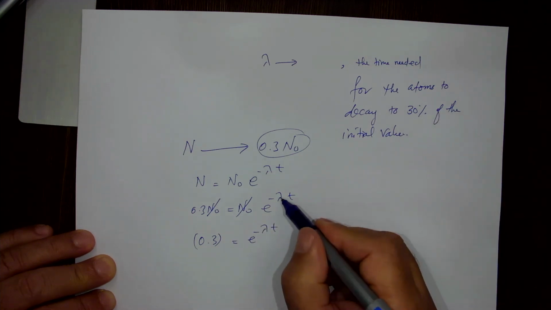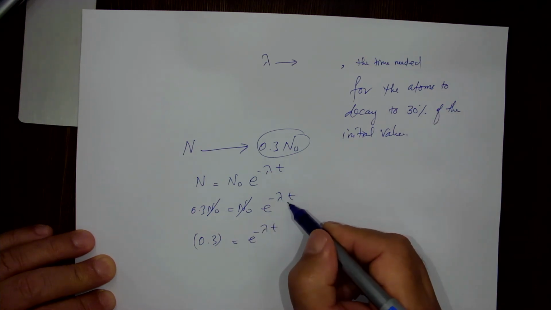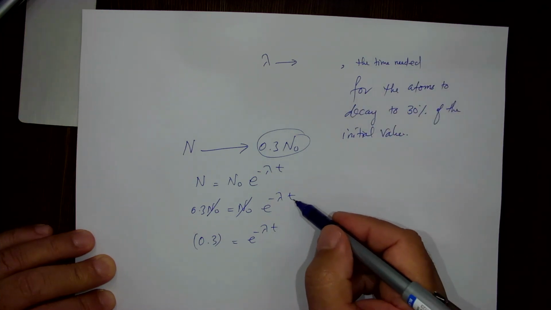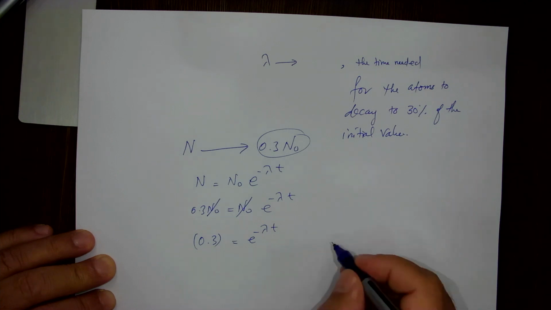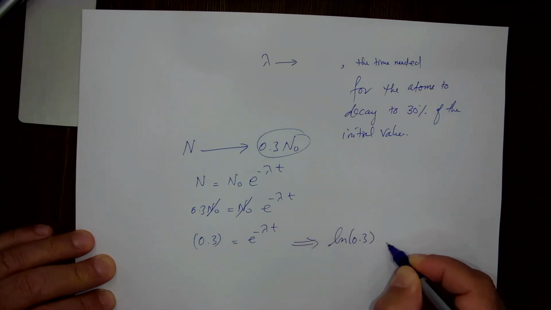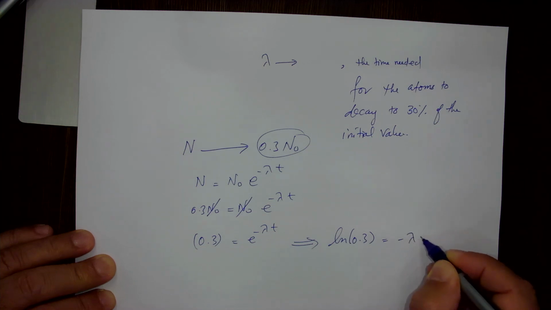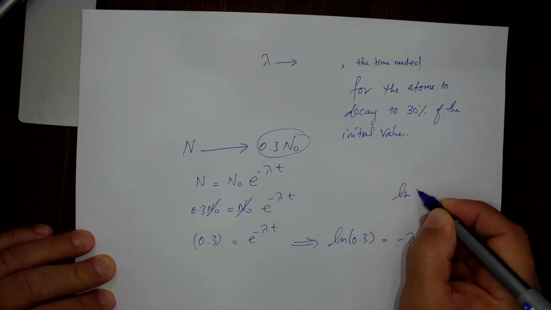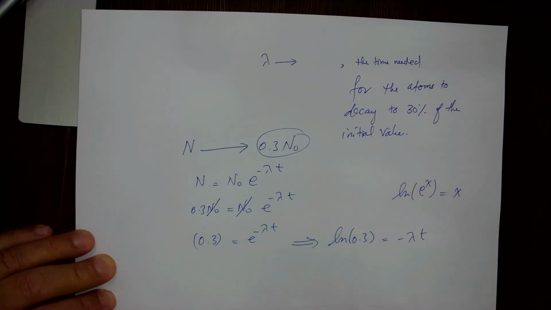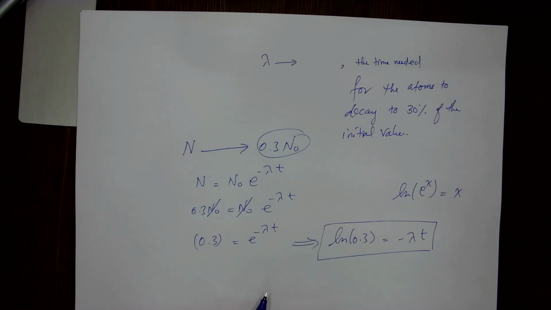And of course, I'll either give you lambda or t. Either give you lambda and ask you for the time, or give you the time and ask you for the decay constant. In each case, the solution will be to take the natural logarithm of both sides, and this will give minus lambda t. Remember that the natural logarithm of e to the x is equal to x. Okay, and from here I can calculate either lambda or t, depending on what is wanted.